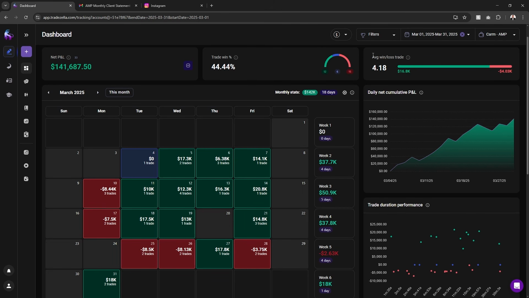Now, pulling up my calendar, I had a gross profit of $141,000, a 44% win rate, and a 4-to-1 average win to loss ratio on all my trades this month of March.